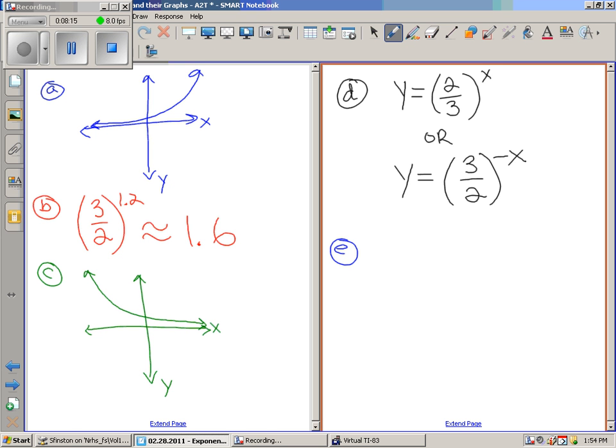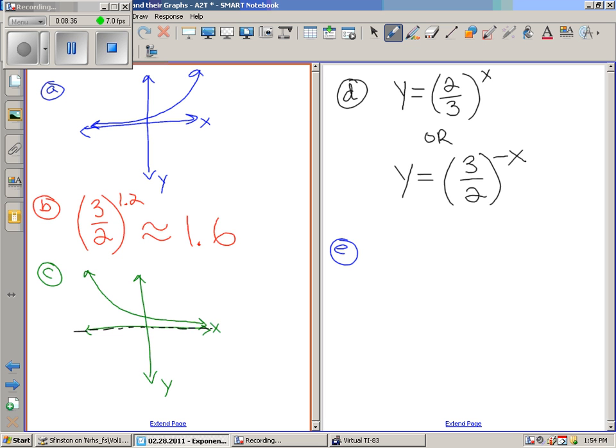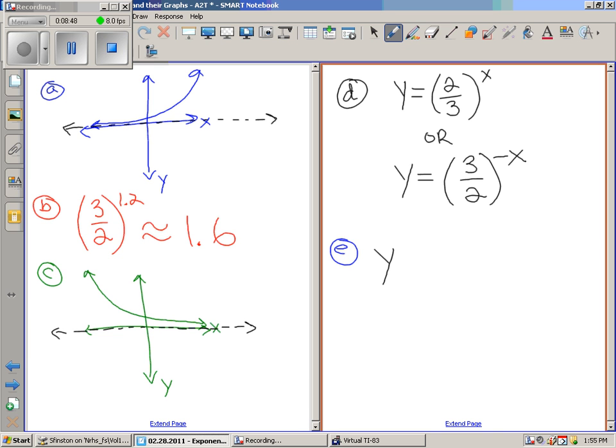And finally, in each one of these cases, these equations are approaching a particular number or line. What's that line? Y equals 0. Oh, no, Bill. In each case, check this out. You see they're approaching, you are right. They are approaching the x-axis.